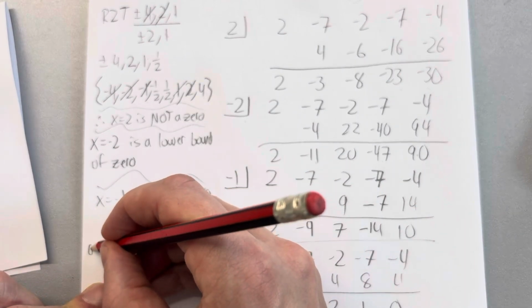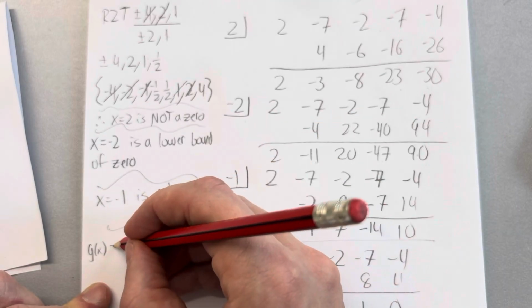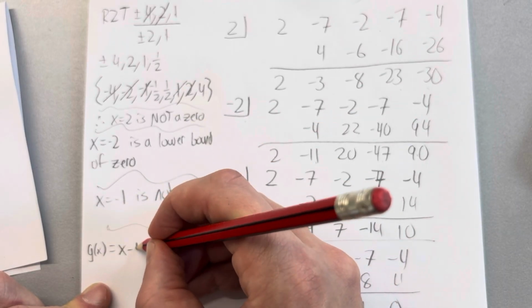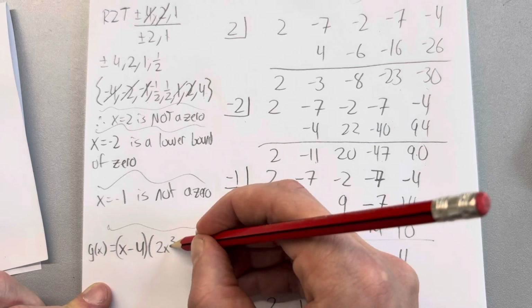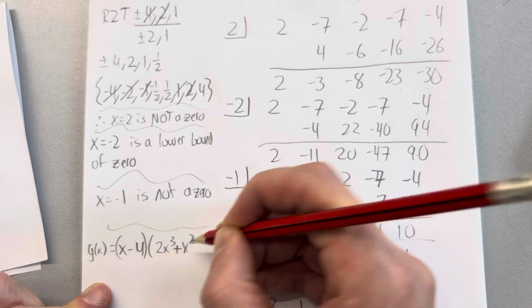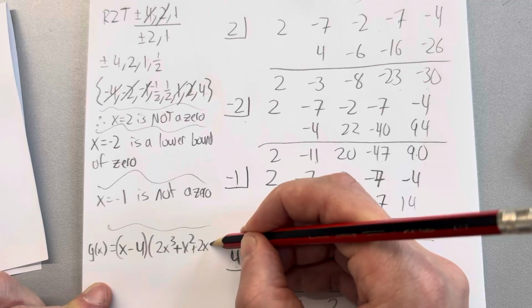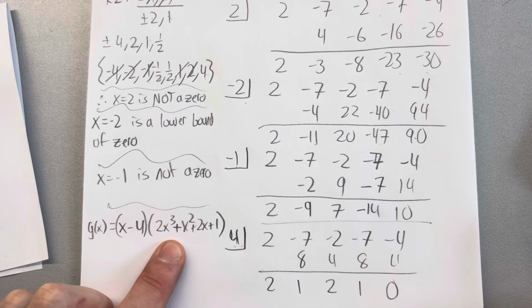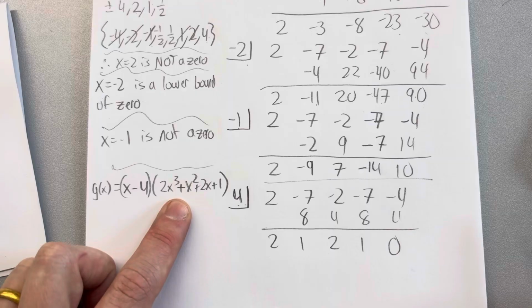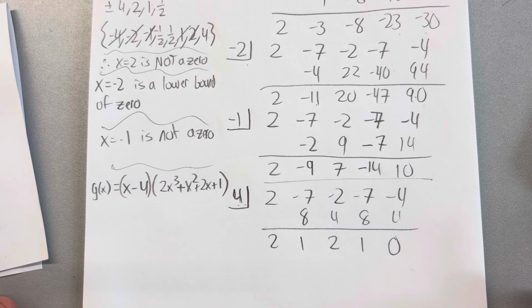So the way I write this is, if 4 is a 0, x minus 4 is a factor. Result: 2x cubed plus x squared plus 2x plus 1. Now actually, there is a quick way to factor this. If you're clever, you can find it out, but I'm just going to keep going with synthetic division.